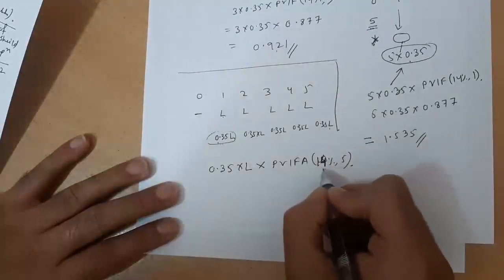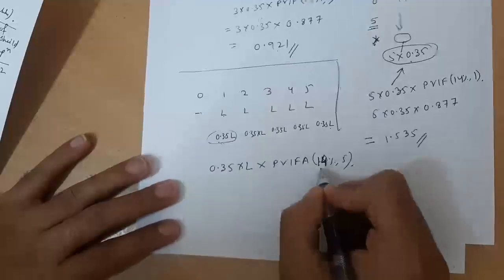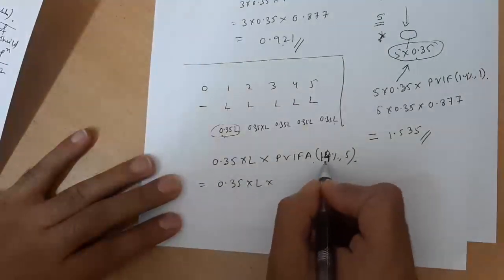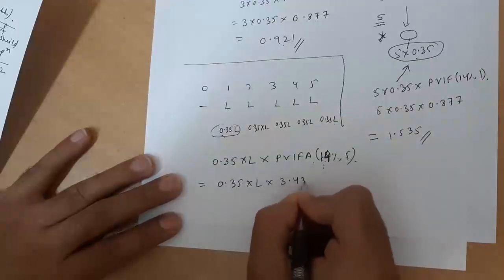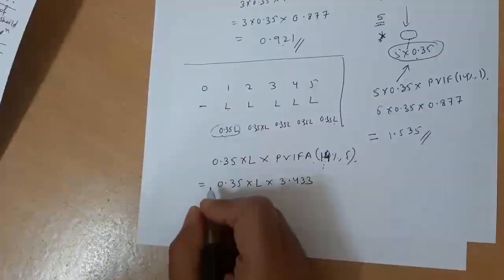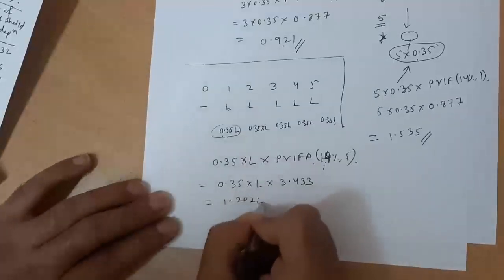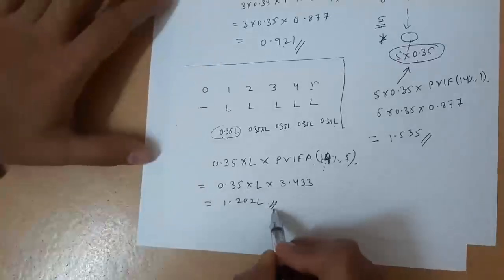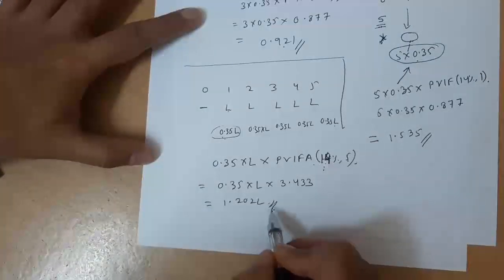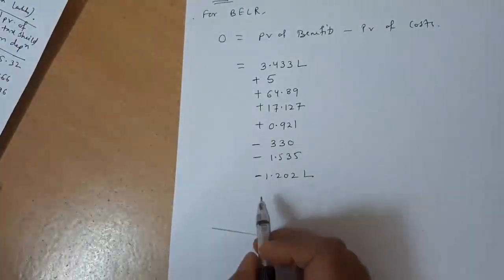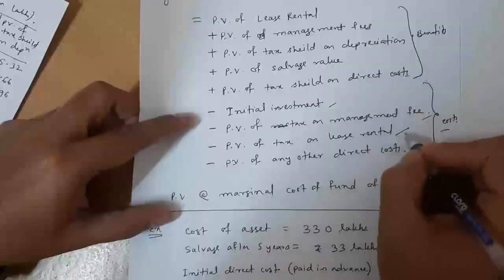When you are doing it for the lessor, you have only one discounting rate, okay, so everywhere it is 14%. So 0.35 into L into PVIFA 14% 5 years, which is 3.433. So if you calculate it, the amount will be 1.202 L, okay. So the tax the lessor is paying, the present value of that is 1.202 L, minus 1.202 L, okay. We do not know the value of L, we will be finding the value of L only. So PV of tax on lease rental is done.